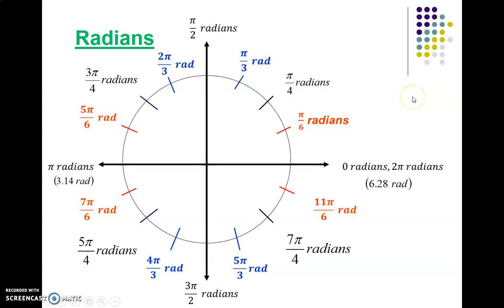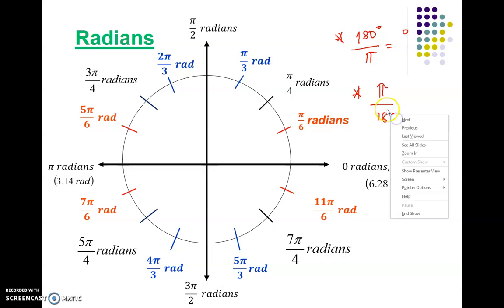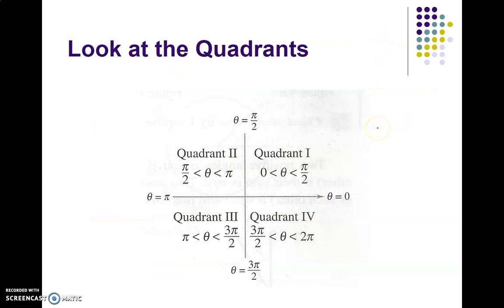So again, what you're going to do is multiply by 180 over pi or pi over 180. Back to the conversion, times 180 over pi if you are going to get degrees, and times pi over 180 for radians. 180 degrees equals pi radians. So just remember how you convert from radian to degree and from degree to radian. These are the quadrants that you have to remember.